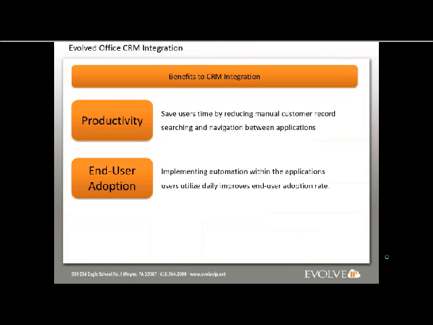Next is the end user adoption. If it lives as a secondary app and it doesn't automatically pop CRM information for them, it won't get utilized. So here we can drive the end user adoption because the technology does the work for them.